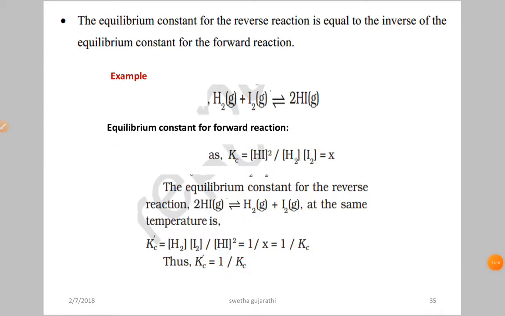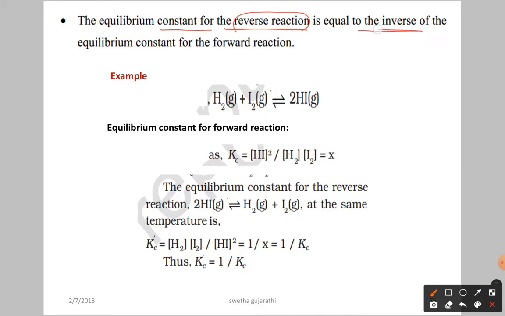Next, what we have: the equilibrium constant for the reverse reaction is equal to the inverse of the equilibrium constant for the forward reaction. What is the meaning of this? Let us say we have the reaction H2 plus I2 giving rise to 2HI. This is my reactant side. The forward reaction is H2 and I2 converted into 2HI. This is the forward reaction.